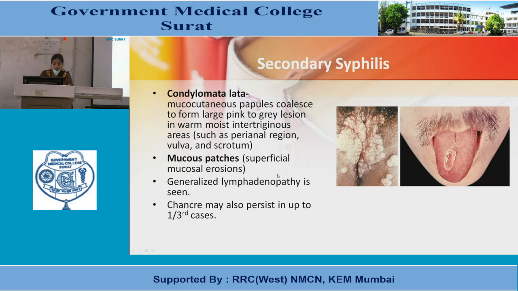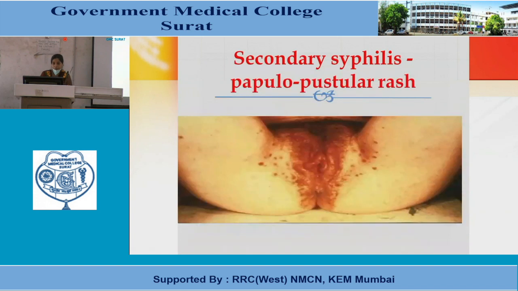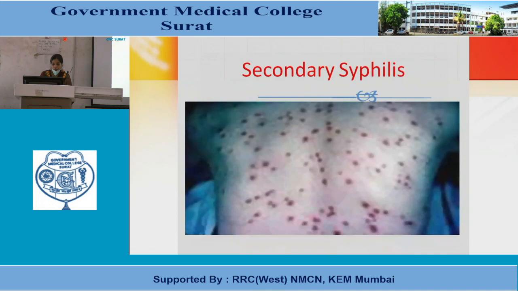Mucous patches are superficial mucosal erosions. Generalized lymphadenopathy may be seen, and the chancre may also persist in up to 1/3 of cases. So these are the secondary lesions. They are present on the skin, papulopustular rash all over the body.